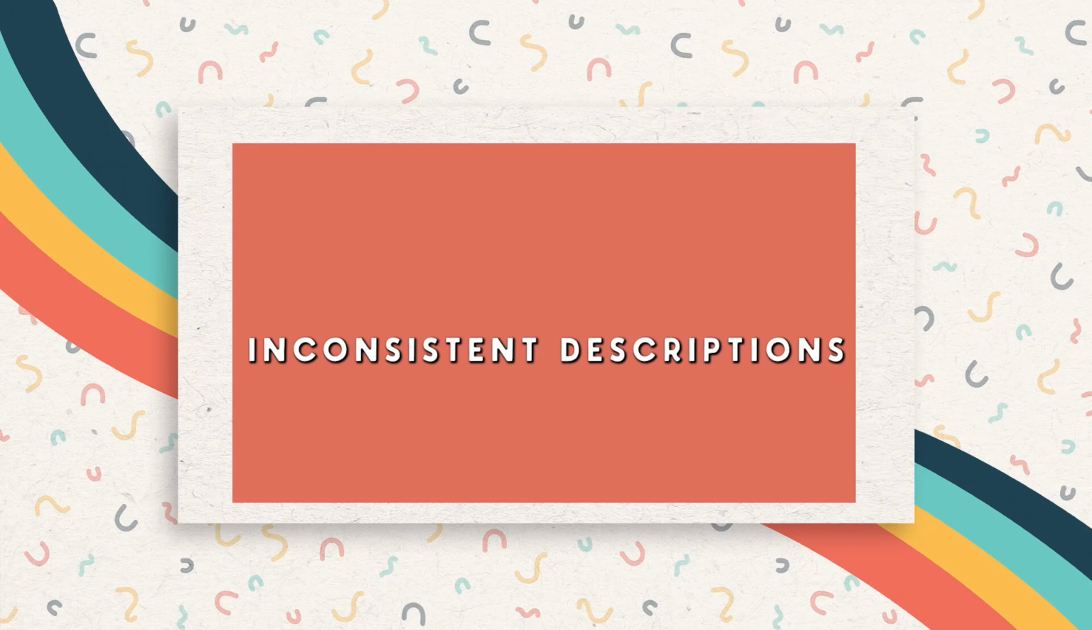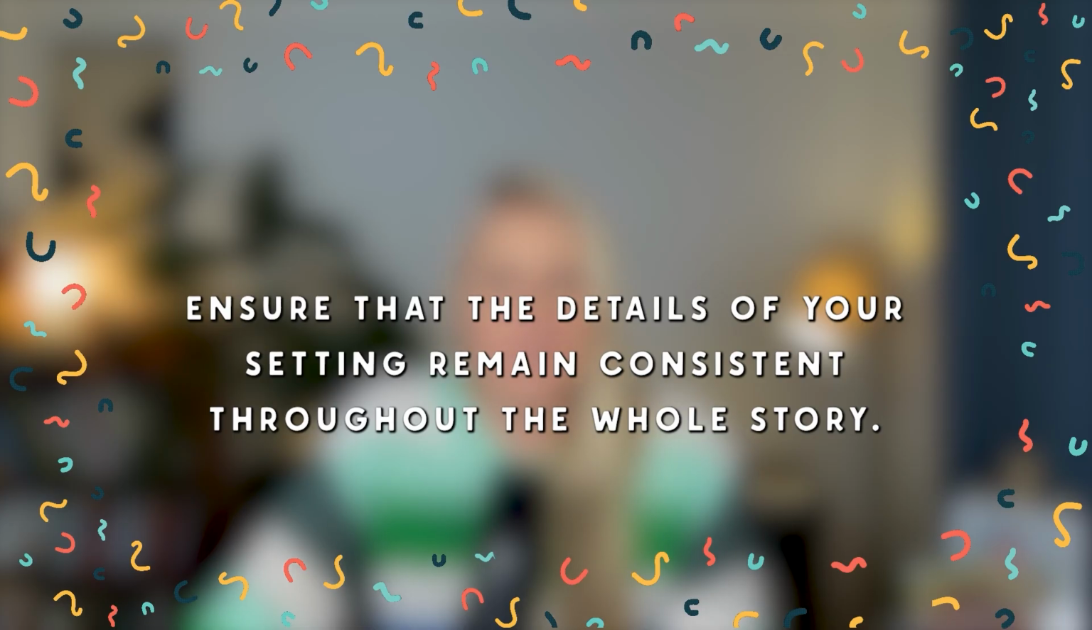And this is just to reiterate that yes, you are going to build out so much for your character and settings, and that is for your information. But when it comes to writing the actual story, you're going to limit and give your readers small doses of information, and you're going to use the illustrations to show the readers the setting and the mood. Inconsistent descriptions. Ensure that the details of your setting remain consistent throughout the whole story.